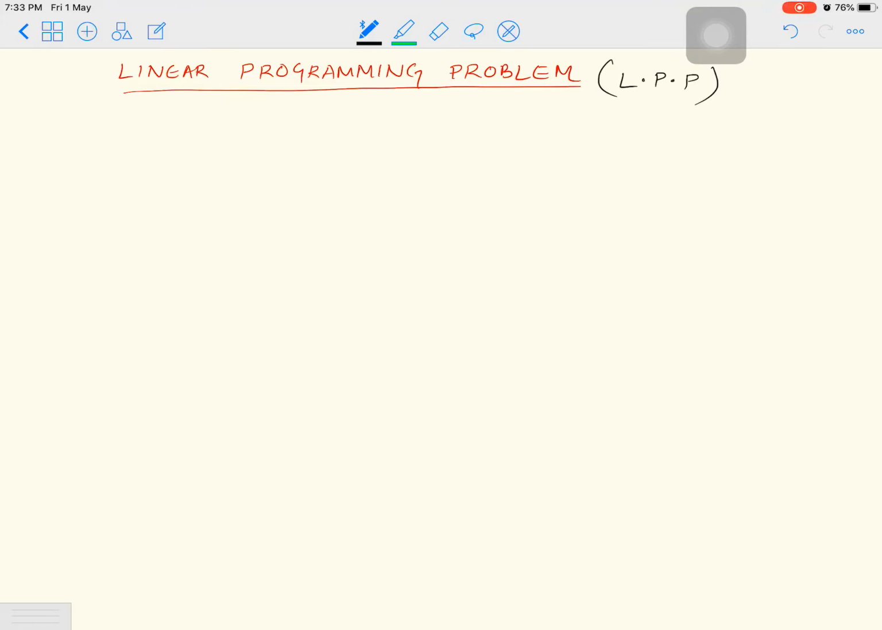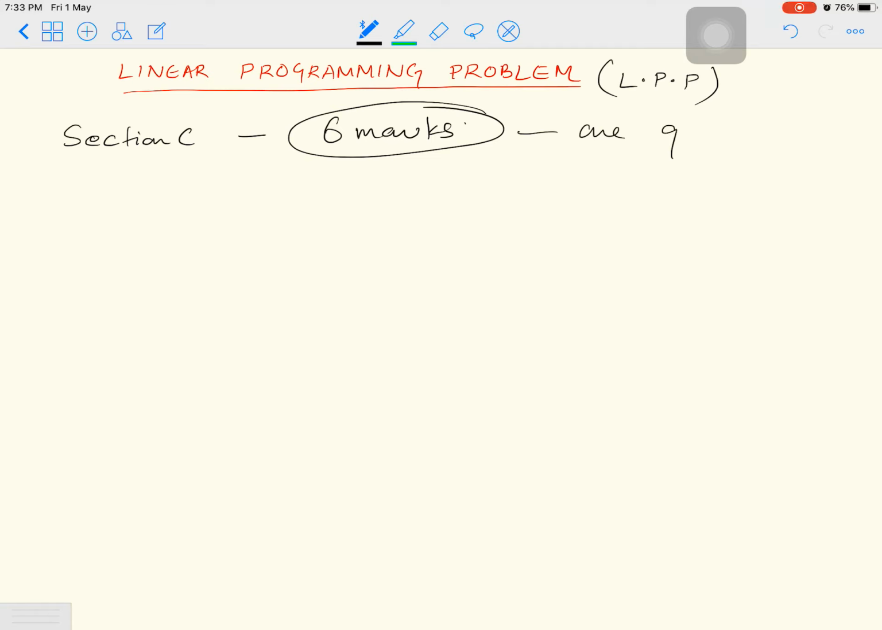Linear programming problem, or we simply say LPP. Okay, so this chapter falls under Section C again, and it will carry 6 marks. Usually one question for 6 marks comes from this linear programming problem.